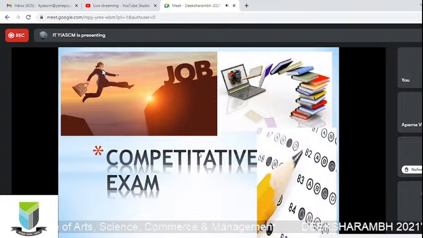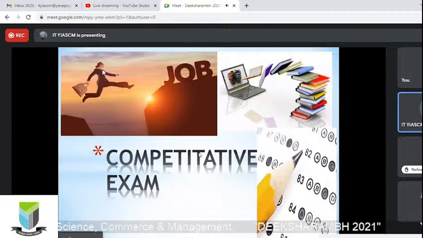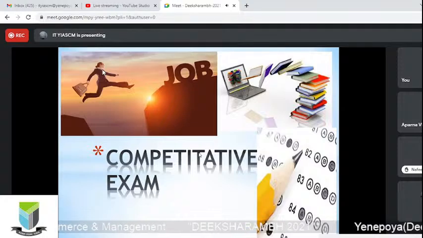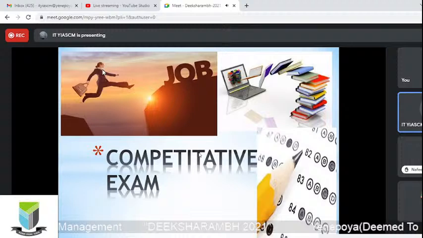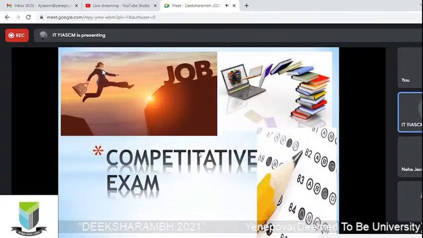See, we have many exams: UPSC, RBI, NEET, SSC. If you want to work under government, you have to pass some exams. Not only your UG and PG exams. Other than that, you have more exams.